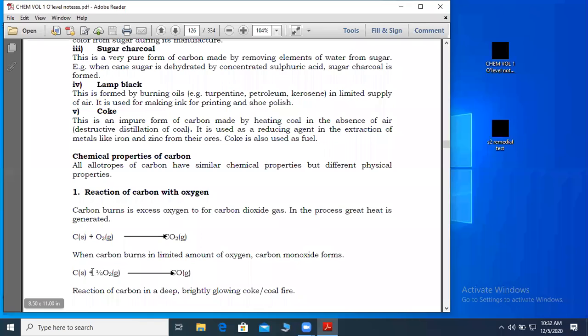Now, this equation here, we don't encourage you to balance with fractions in O level. So since this is a half, you can multiply every atom by 2, so that you put 2 on carbon and you put 2 on carbon monoxide. So that's what we should do. There will be a 2 on carbon, then 1 on oxygen, and then a 2 on carbon monoxide.